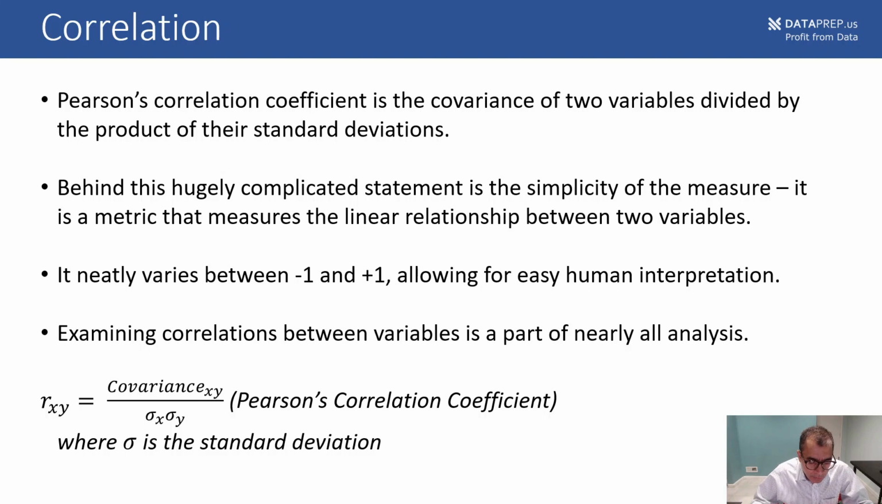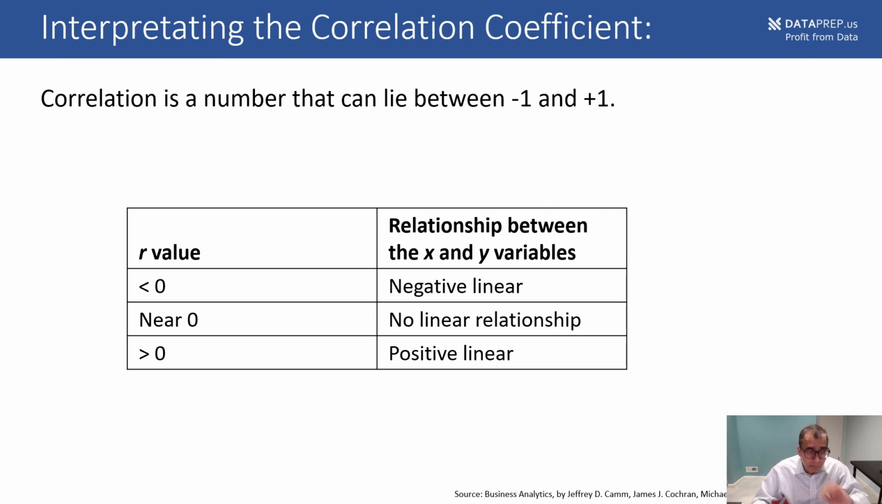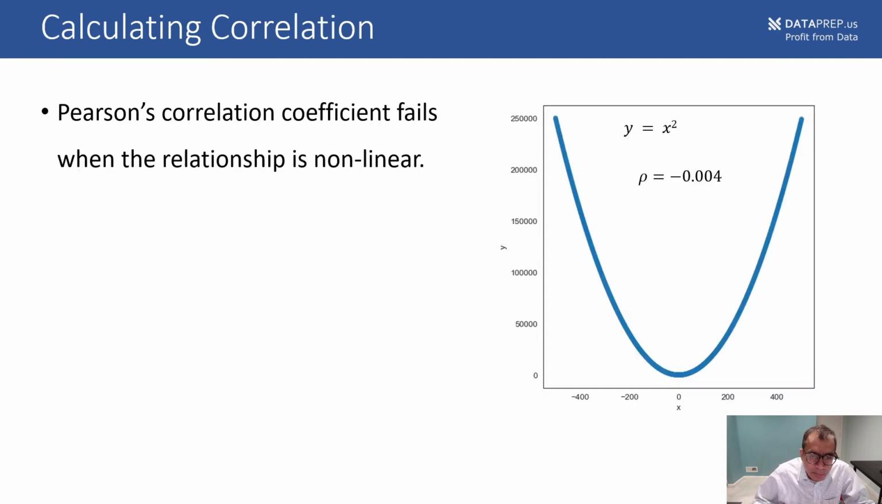And here is the formula for calculating correlation. It's really just the covariance divided by the product of the standard deviation. So it's normalized by dividing by the standard deviation. We talked about this already.